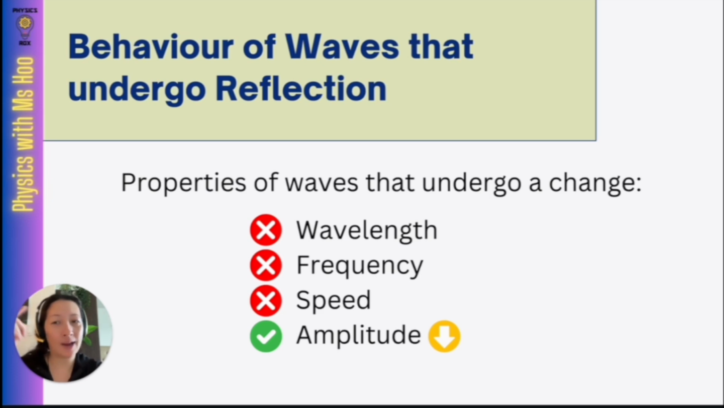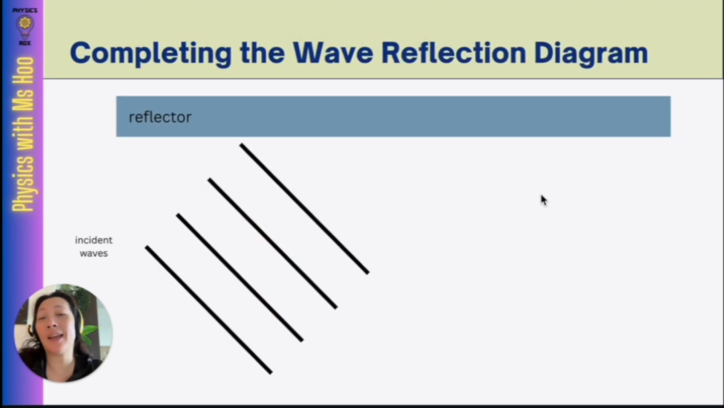So this should help you understand what's going on with the waves that undergo reflection. Now, let's look at how to complete a wave reflection diagram. So this is an example of a diagram which we will need to complete. In this diagram, this is the reflector and these are the incident waves, meaning these are the wavefronts.